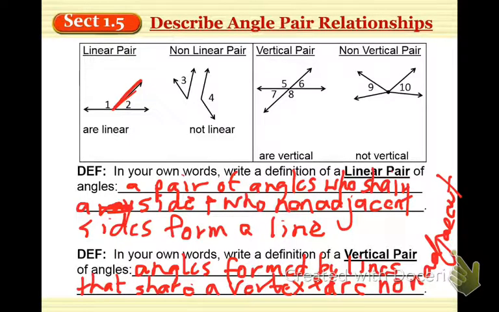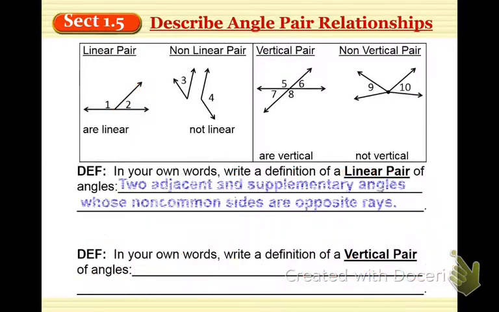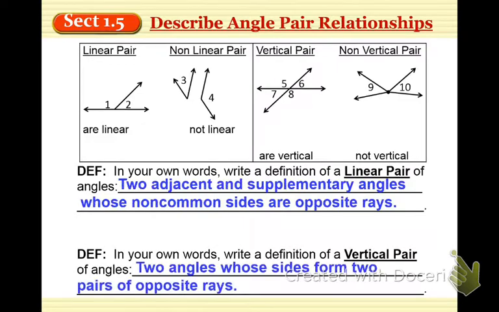Let's see how the textbook defined it. They use opposite rays. Two angles whose sides form two pairs of opposite rays. I don't like the definition with opposite rays. If that makes more sense to you, write that down. Two angles whose sides form two pairs of opposite rays. Any questions on that?